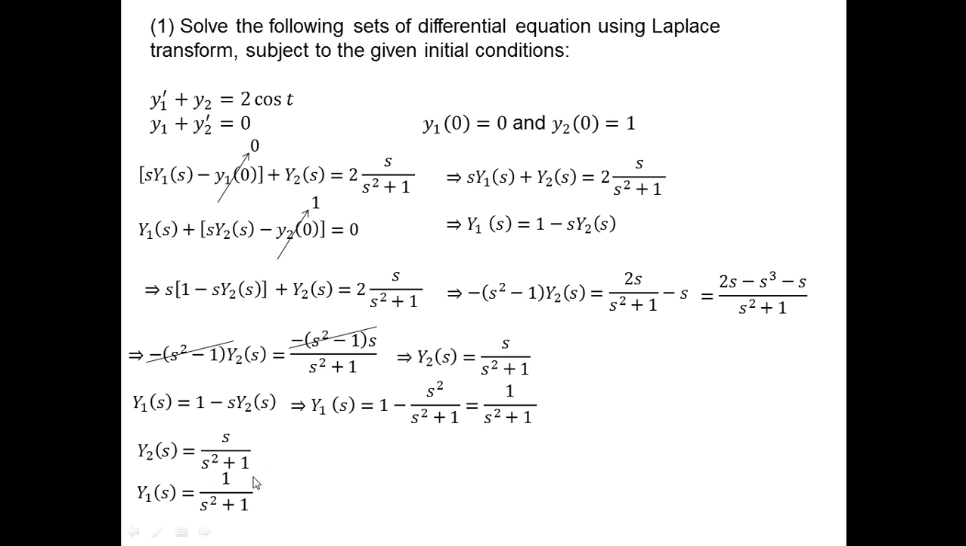By taking the Laplace inverse of these two, I see that the Laplace inverse of Y2(s) according to the Laplace transform table is cosine t, and the Laplace inverse of Y1(s) is sine t. So we easily find the solution of this set of differential equations using the Laplace transform. And now we know that y2(t) is cosine t and y1(t) is sine t.